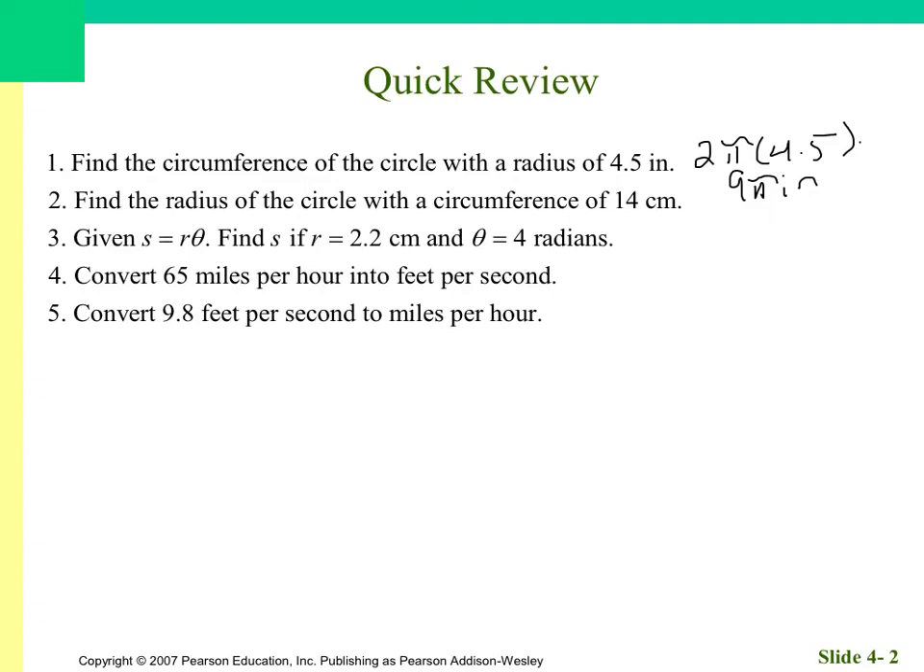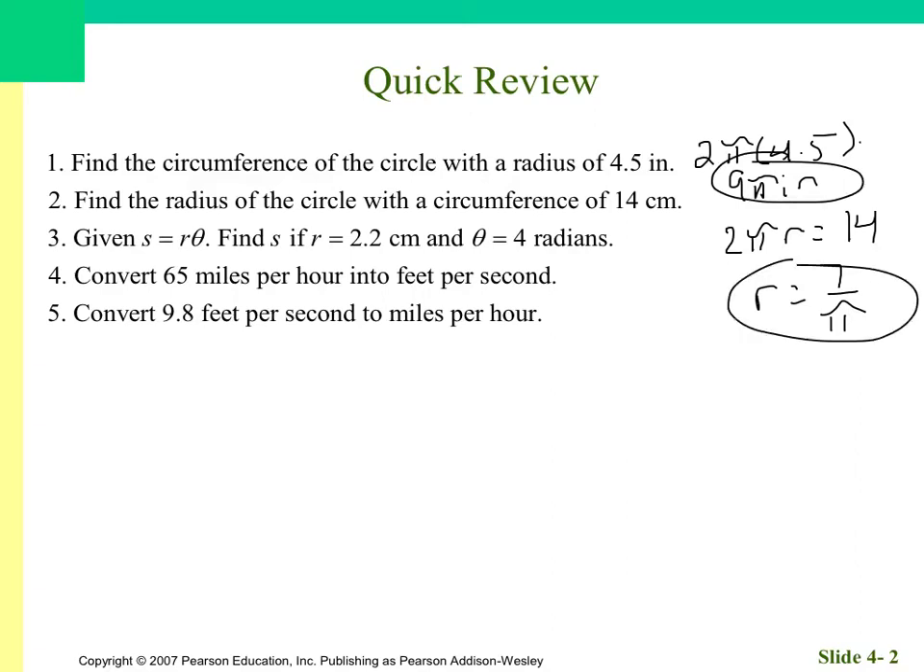Find the radius of a circle with the circumference, so 2 pi r equals 14. So the radius is 7 divided by pi. That's just approximate there, so there's number 1, there's number 2.